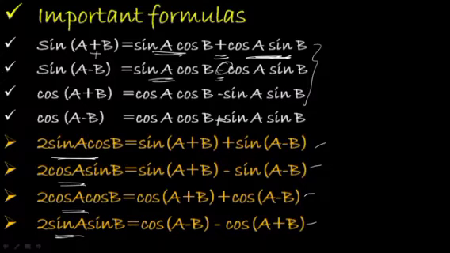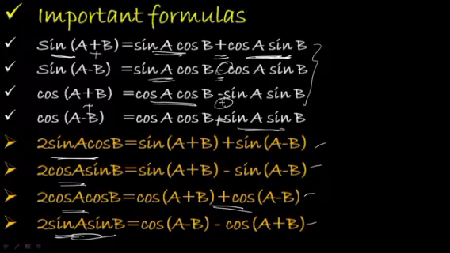Here you have minus, so for that you have to subtract, that is sin(a+b) minus sin(a-b). Like that, 2 cos a cos b is equal to, you have to add these two, that is cos(a+b) plus cos(a-b). Suppose you need 2 sin a sin b, here you have minus, so you want to make it plus. For that, you have to subtract: cos(a-b) minus cos(a+b).